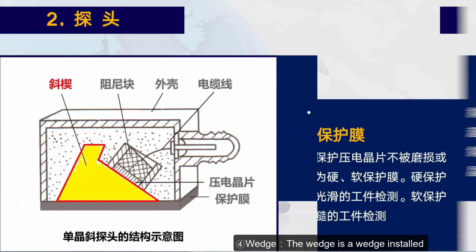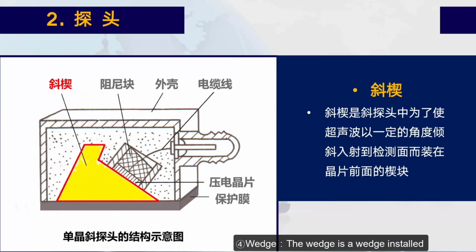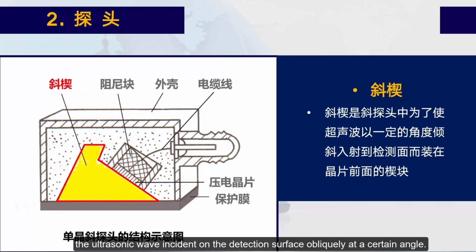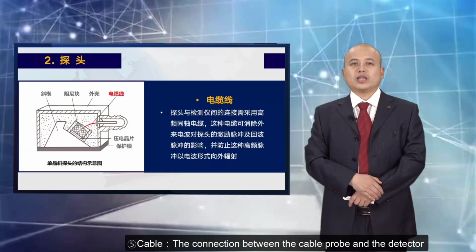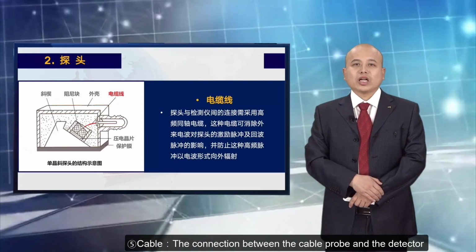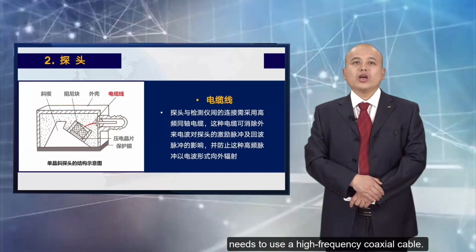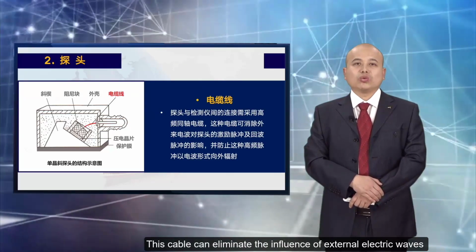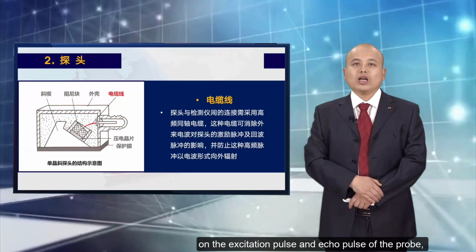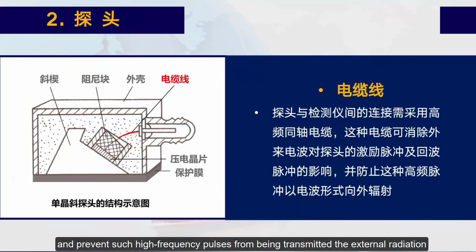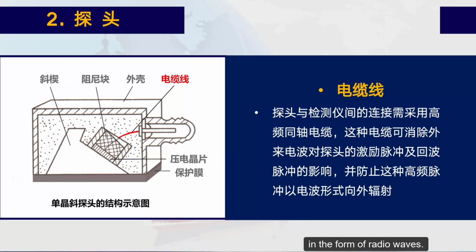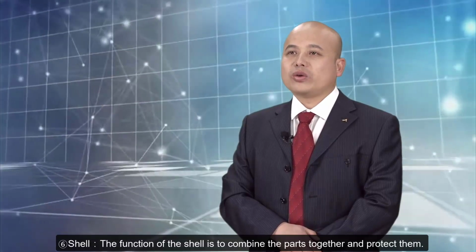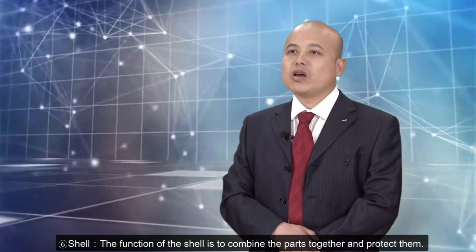4. Wedge. The wedge is installed in front of the wafer in the oblique probe in order to make the ultrasonic wave incident on the detection surface obliquely at a certain angle. 5. Cable. The connection between the probe and the detector needs to use a high-frequency coaxial cable. This cable can eliminate the influence of external electric waves on the excitation pulse and echo pulse of the probe, and prevent such high-frequency pulses from being transmitted as external radiation in the form of radio waves. 6. Shell. The function of the shell is to combine the parts together and protect them.